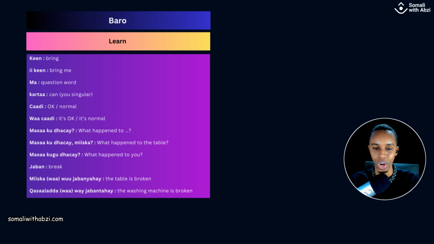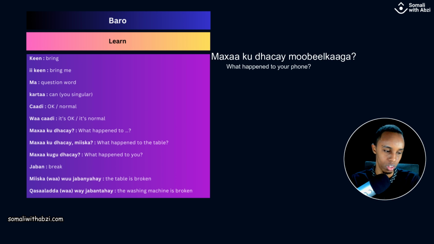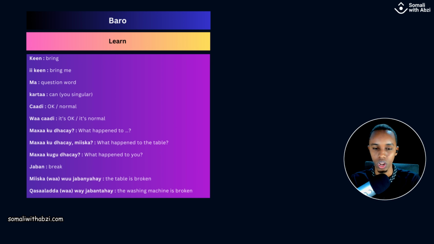The next one is maxaa ku dhacay. Maxaa in Somali means what. Ku dhacay is happened to. So you can say maxaa ku dhacay wiilka, what happened to the boy or to the son. Maxaa ku dhacay ninka, what happened to the man. Maxaa ku dhacay, maybe let's say mobilka or mobilkaaga, what happened to your mobile or to your phone. Then we use as an example miiska.